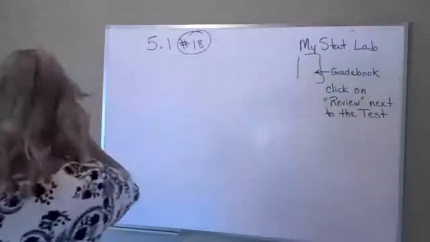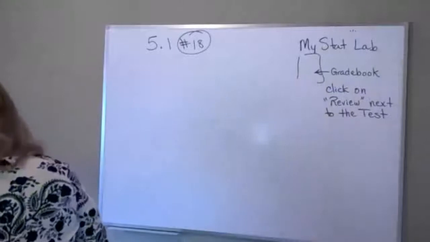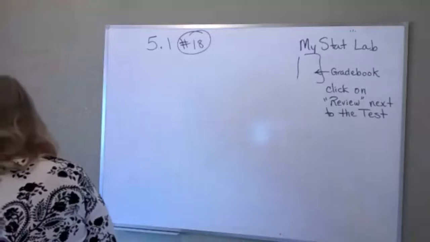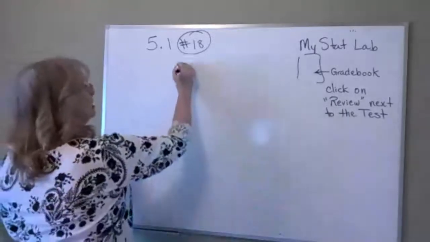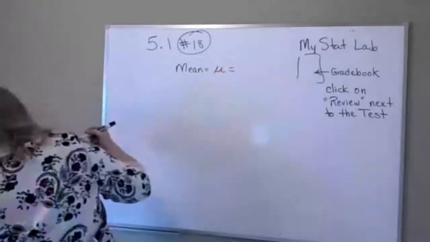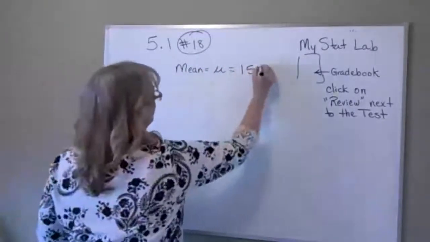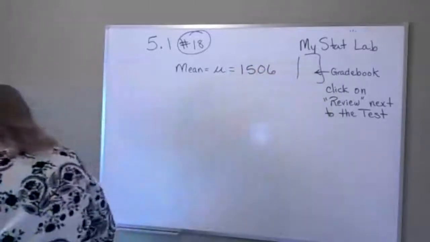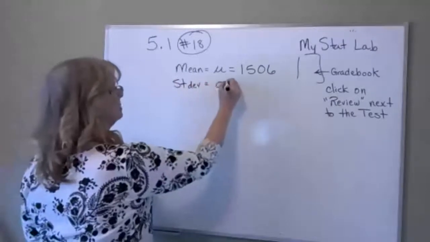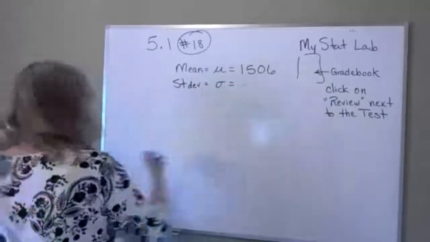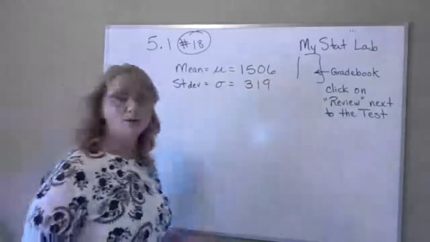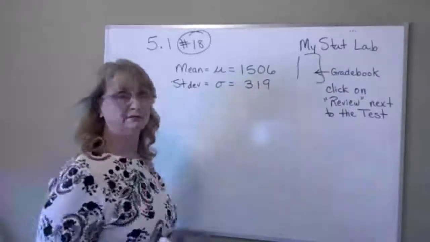So you want to be really careful about following directions and showing all your steps. If I was going to show the work on this one, it says standardized exam scores are normally distributed. In a recent year, the mean test score, and remember the symbol for mean is mu, was 1506, and the standard deviation, which is sigma, little sigma, is 319. This is the given information, and I would write this even in my work.